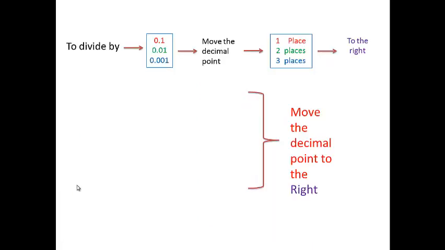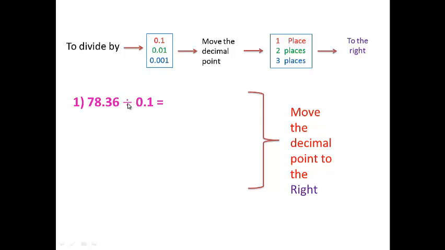Now, dividing by 10, 100 and 1000 is the inverse of multiplying by 0.1, 0.01 and 0.001. 0.1, move the decimal point 1 place to the right. 0.01, move the decimal point 2 places to the right. 0.001, move the decimal point 3 places to the right. Or in other words, divide. By divide, convert or change it into multiplication.